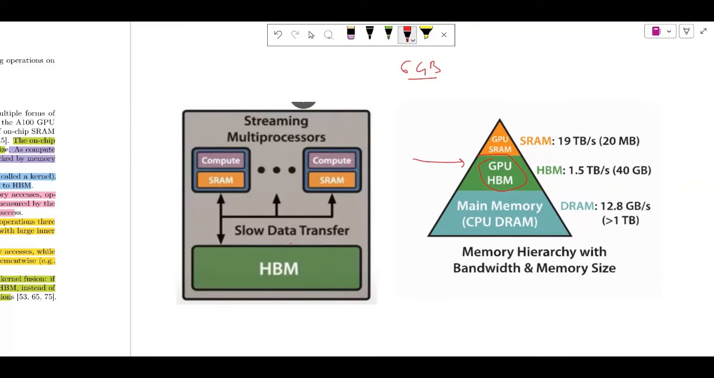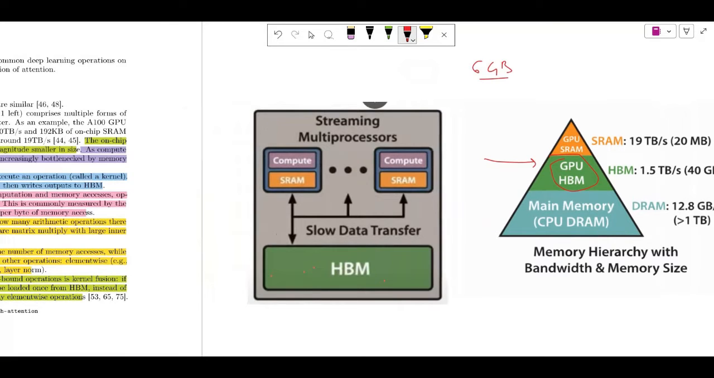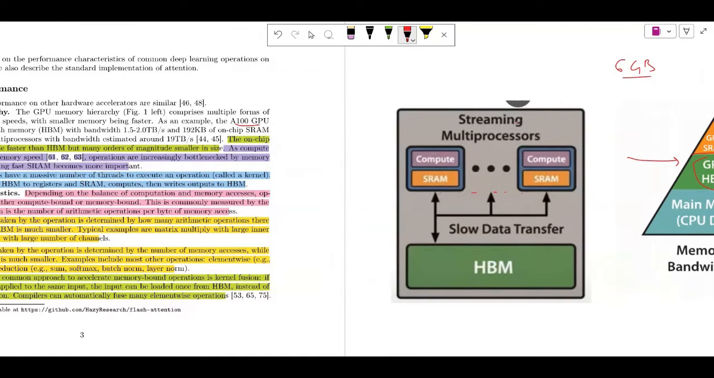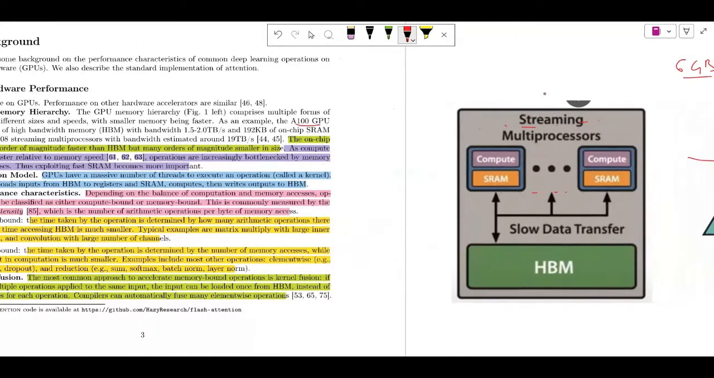SRAM is, so if you see inside this, it is something like this. You have the HBM and you have multiple SRAMs. So they say here as an example, for an A100 GPU, you have 40 to 80 GB of HBM, which has a bandwidth of like 1.5 to 2 terabytes per second, and 192 KB of SRAM on each of the 108 SRAMs with a bandwidth of around 19 terabytes per second. So you don't have one SRAM, you have multiple of them. Like this says you have 108 of, this is only one.